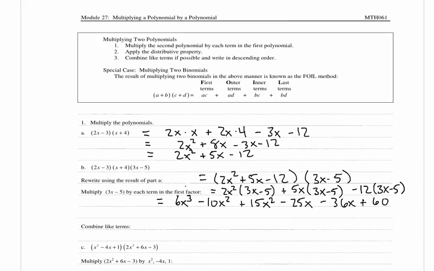And now we want to combine all of our like terms. So we have 6x cubed, and then we have negative 10x squared plus 15x squared is positive 5x squared. And then we have negative 25x minus 36x, and that's going to give us minus 61x, and then plus 60.